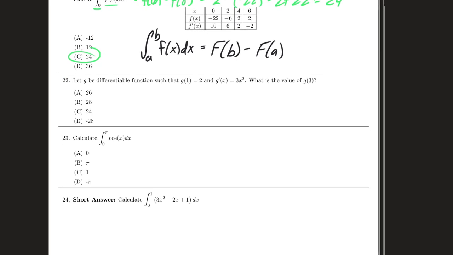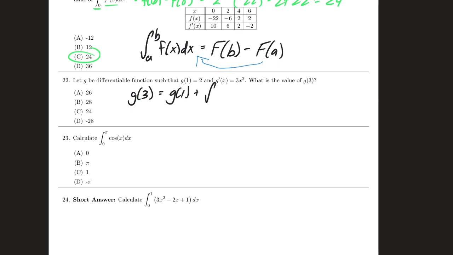This fundamental theorem, if I were to add f of a to the other side, helps me figure out f of b by adding the integral of the derivative. So if I know g of 1, g of 3 is going to be g of 1 plus the integral from where I started to where I ended of its derivative, which in ours is 3x squared. G of 1, we know. But this will take a little bit of time to figure out.